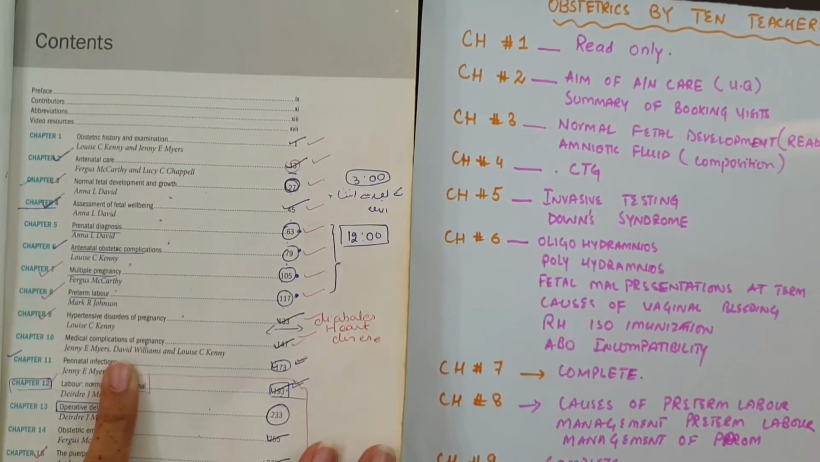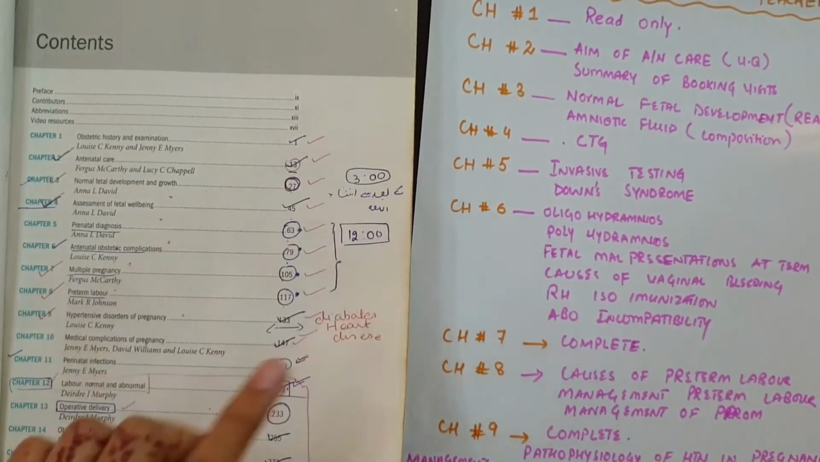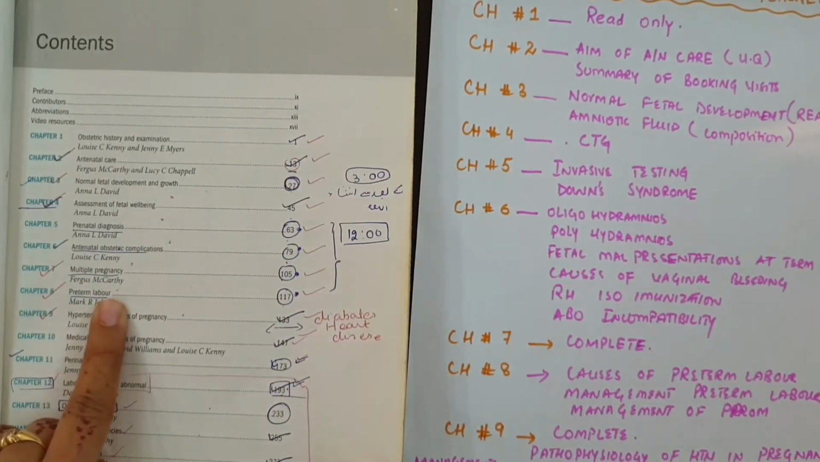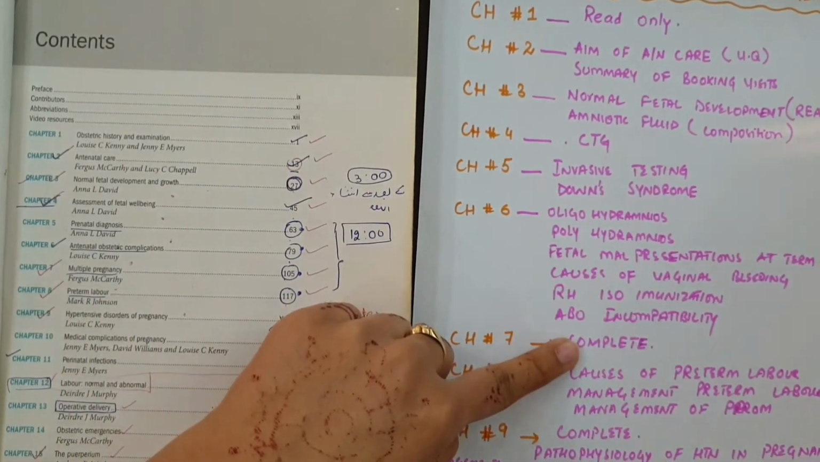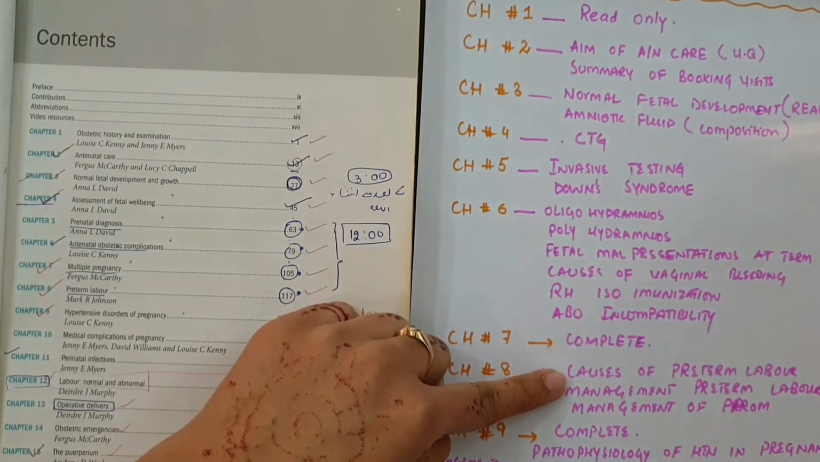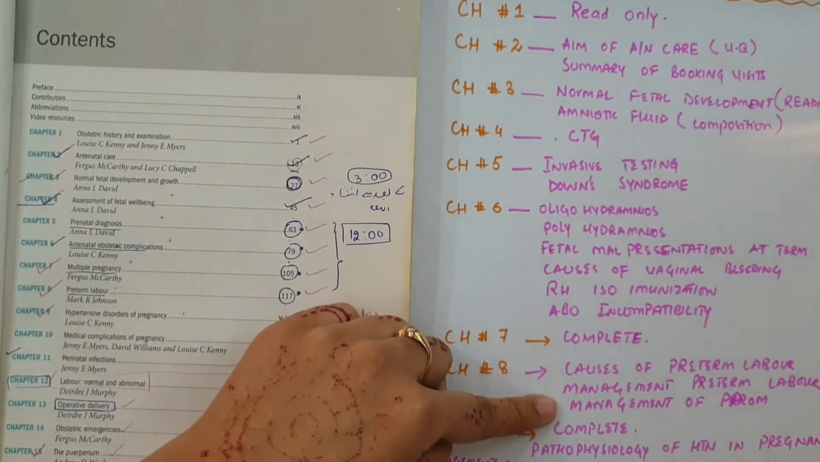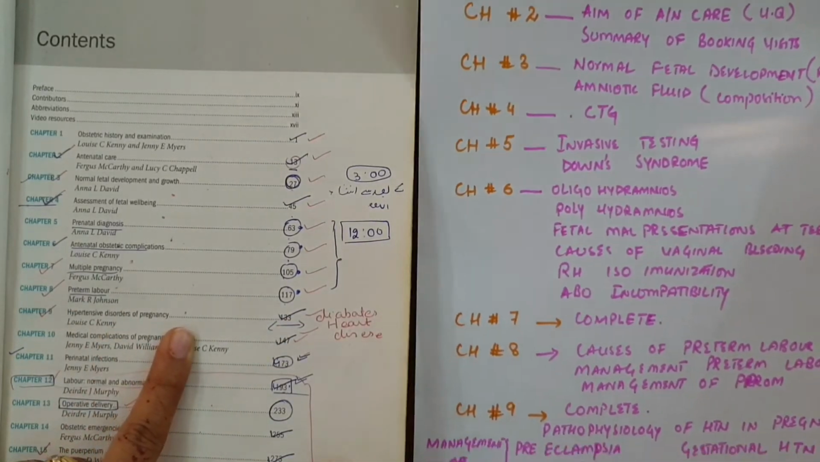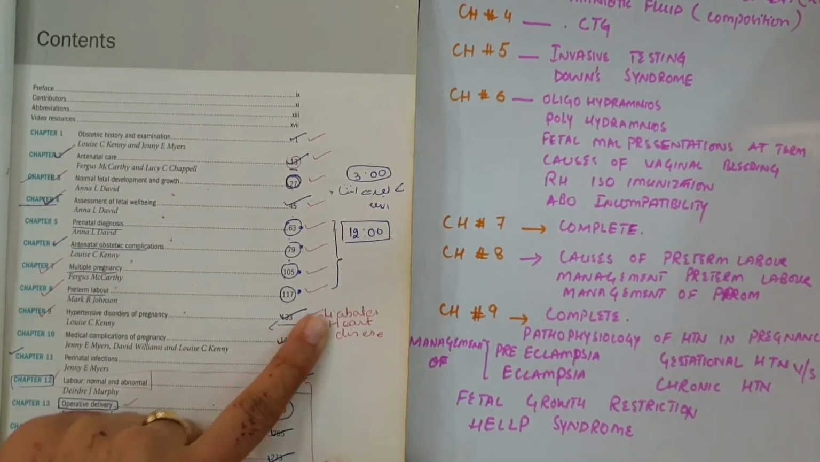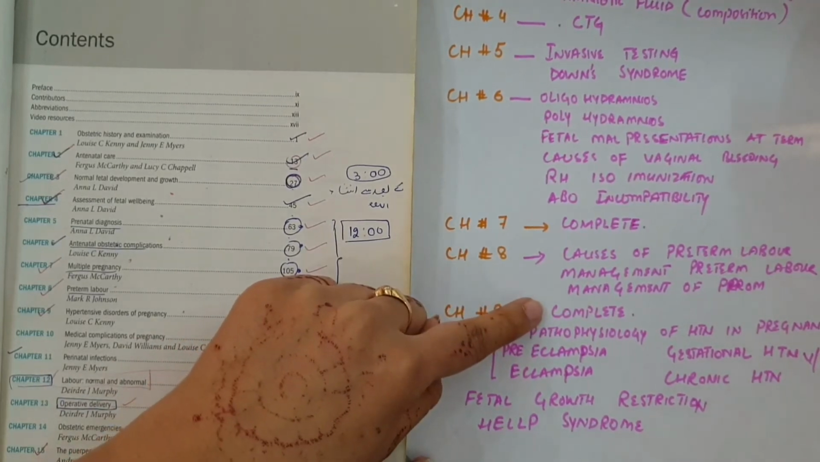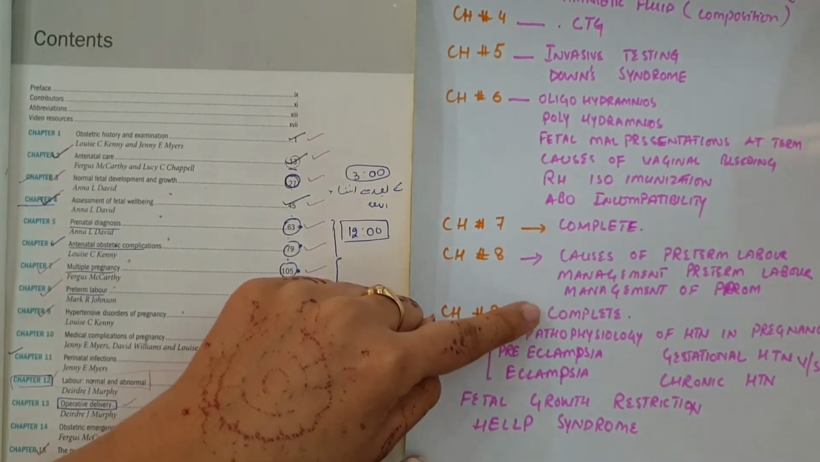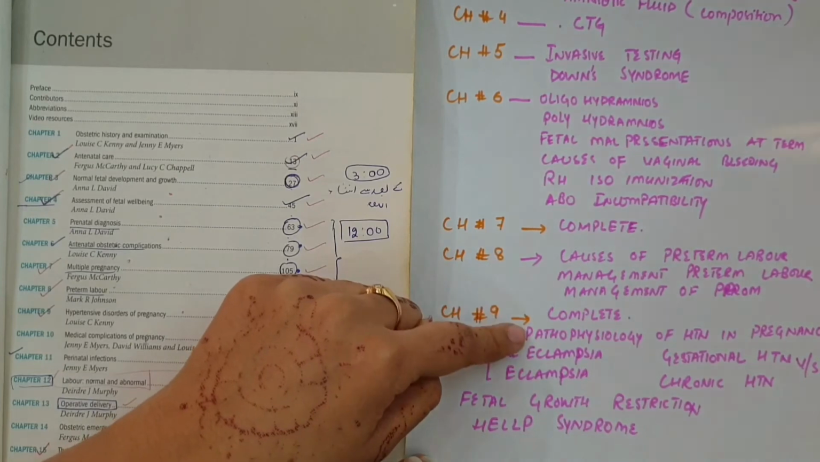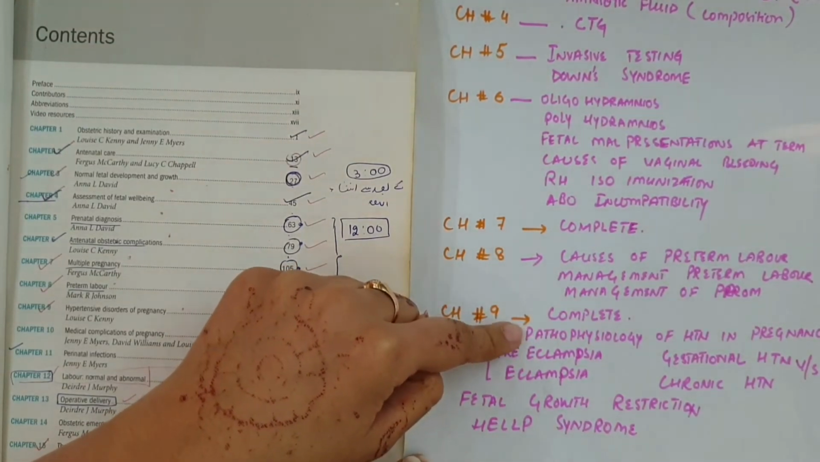Then chapter 8. Chapter 8 is about preterm labor. Preterm labor, you will read causes of preterm labor, management of preterm labor is an important SEQ, and management of PPROM is also an important SEQ. Chapter 9 is hypertensive disorders of pregnancy. You will read the complete chapter. This complete chapter is important regarding SEQs and MCQs, but pathophysiology of hypertension in pregnancy is an important SEQ.